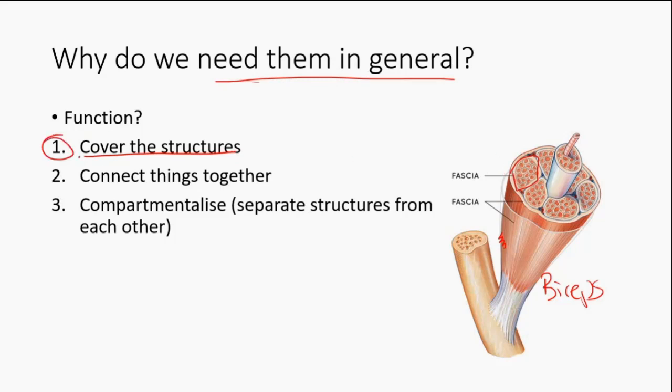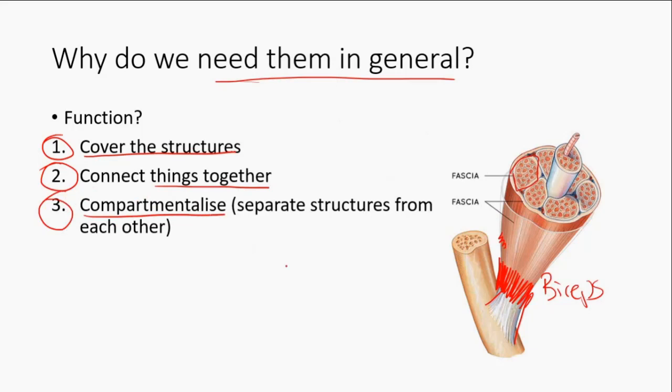Okay, so one function is to cover the structures. Another function is to connect things together. You'll read in the book that the fascia becomes very dense at the end of the muscle, and that helps the tendon attach to the muscle and to the bone. So fascias are very useful in connecting things together. If that's hard for you to understand, just remember that it is made of connective tissue. One of the functions of connective tissue is to stick things together, basically.